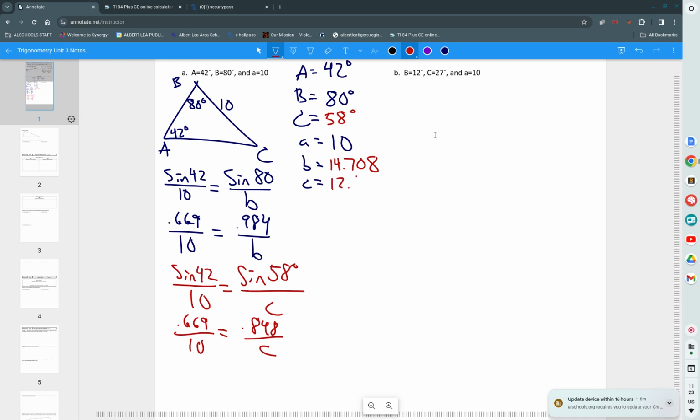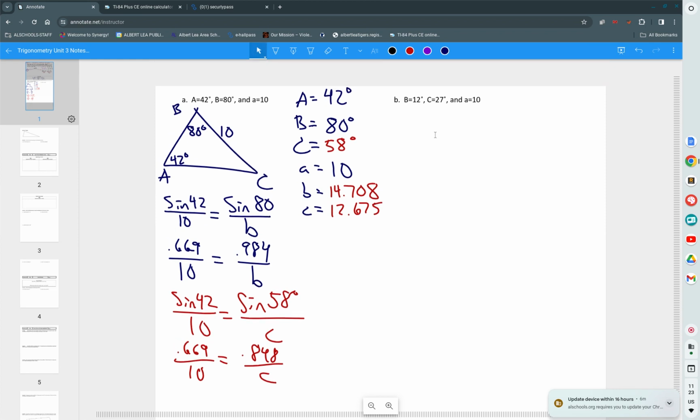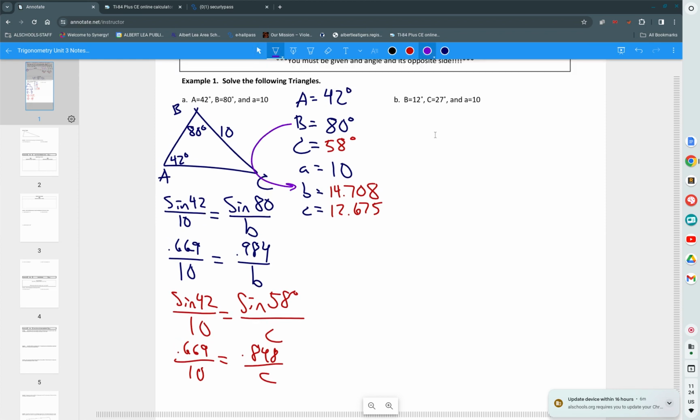Cyrus, what'd you get? 12.675. And if I look at my answers here, I can see that the largest angle corresponds with the largest side, and the smallest angle matches with the smallest side. So that tells me I'm probably doing it right. Okay, that's a reasonable solution.